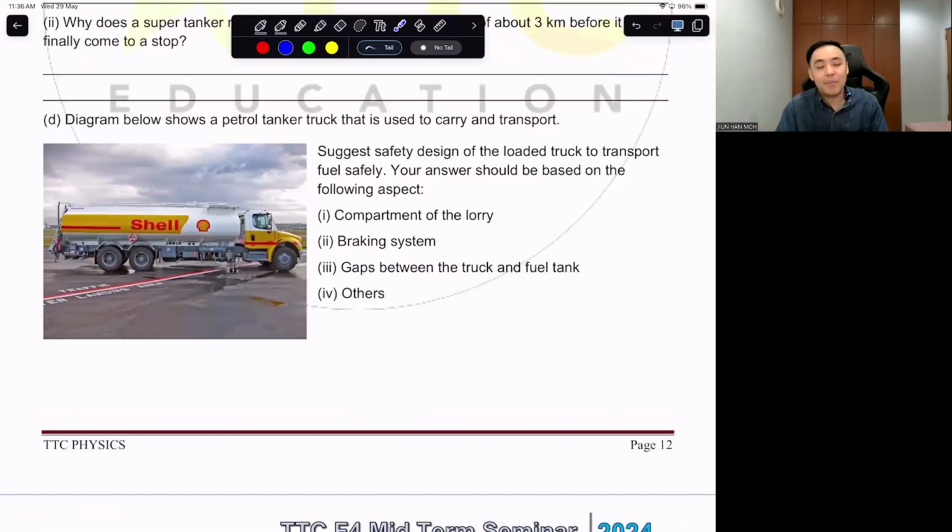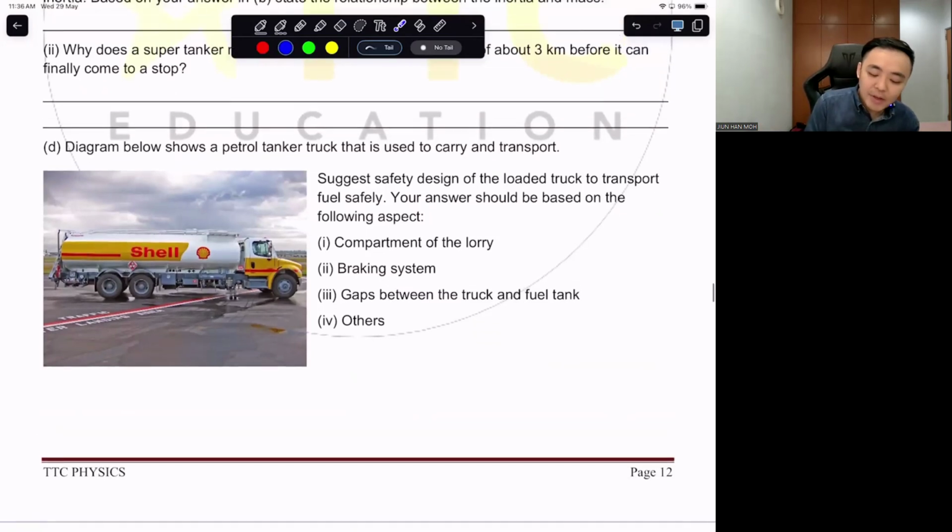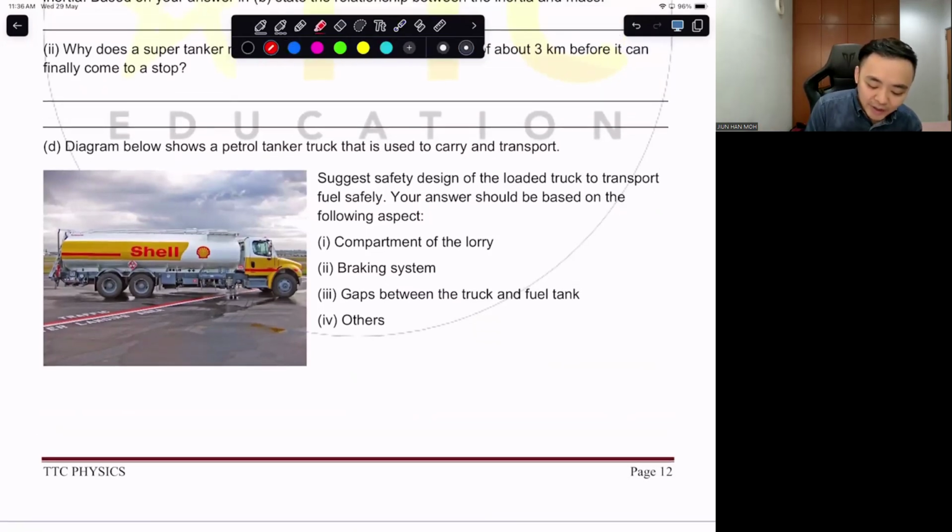So this one will be section C, the design style. What you have here, have you seen this before? The petrol tank truck, the petrol tanker truck. Seen before? Normally you see them on the road, like Shell, Petronas, whatever. They carry petroleum inside. So now they want to design this thing.